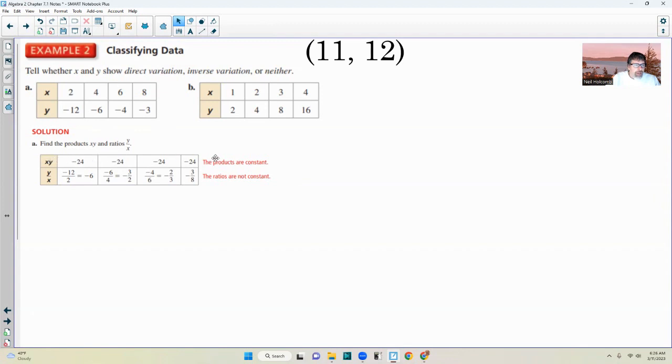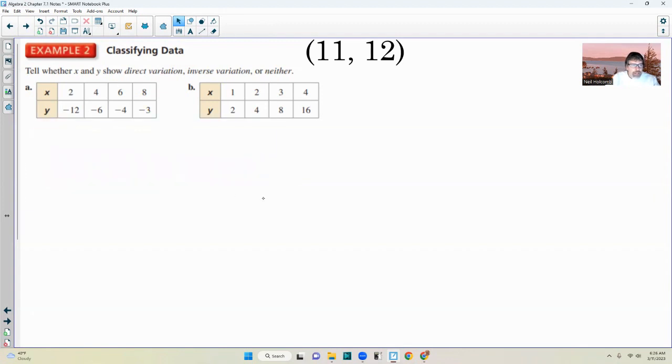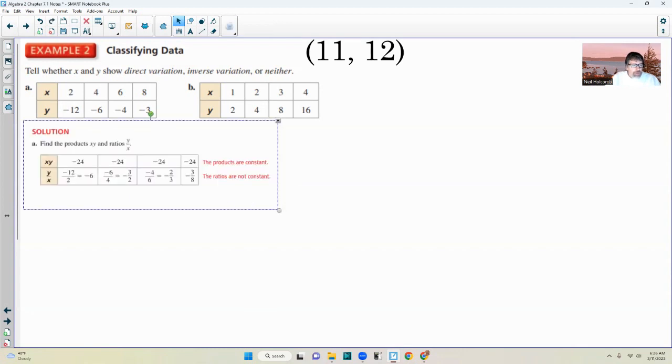So the products were constant, the ratios were not constant, and therefore x and y are inverse variations. So if x times y is constant and y divided by x is not constant, then it's an inverse variation. Okay, so that was A. Now let's take a look at B.